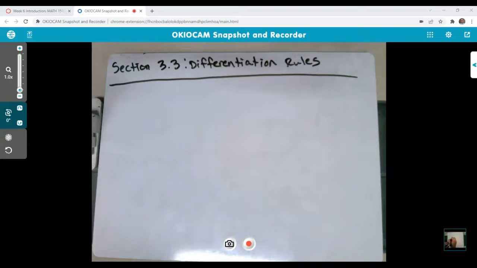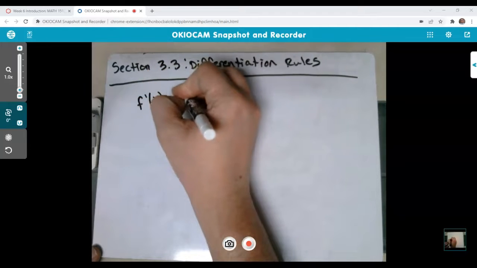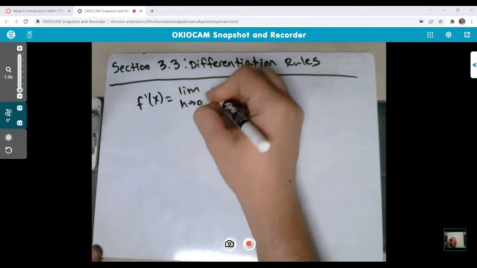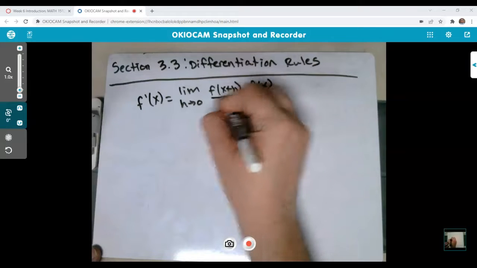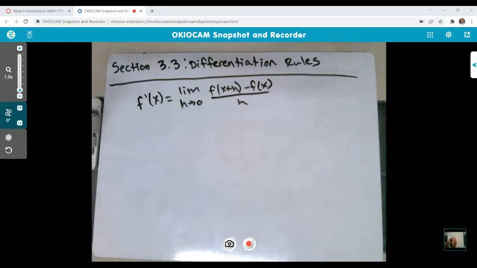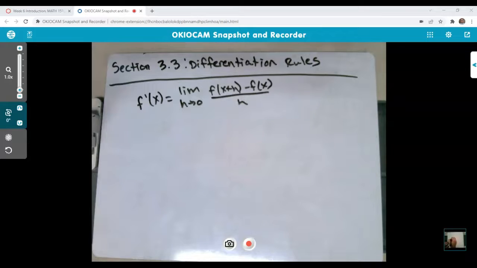After we learn all of this stuff, we will no longer have to always do f prime of x is equal to the limit as h goes to 0 of f of x plus h minus f of x over h. As you have seen, that can sometimes take a lot of time and be a lot of work. So in section 3.3, we are going to learn a faster way to find these without having to do that. Okay, so I have several rules for us.